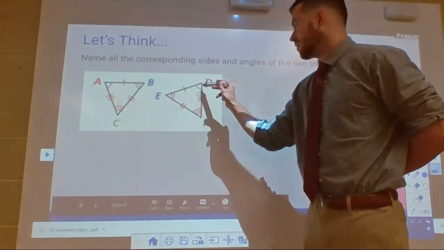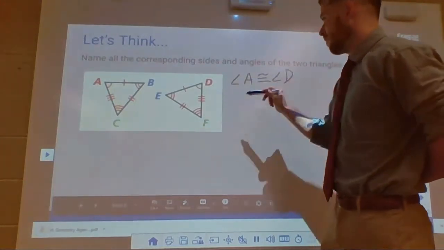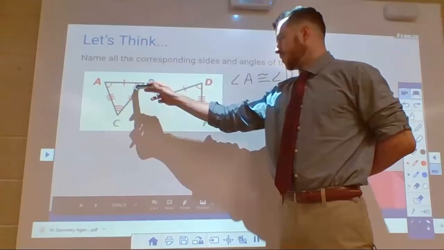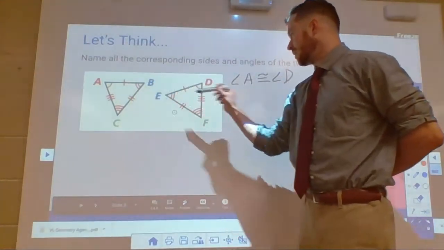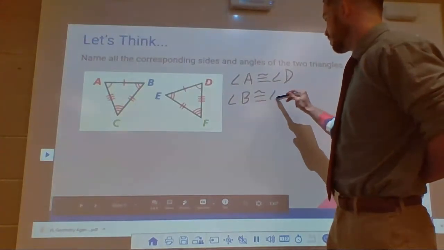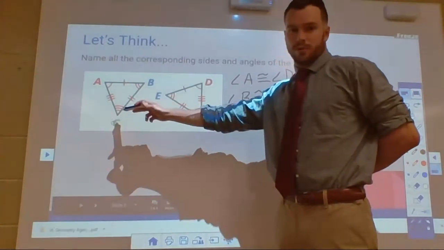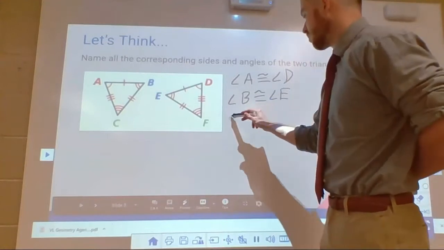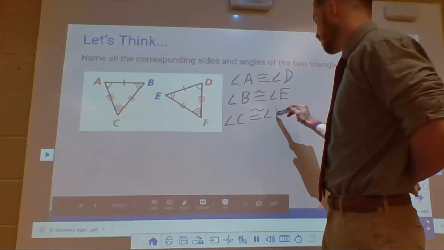So angle A is congruent to angle D because they both have one congruence arc. B and E have two congruence arcs. So we know B and E are going to be congruent. So angle B is congruent to angle E. And then that leaves us with angle C and angle F, which have three congruence marks. So they are congruent angles to each other. And remember, when we're saying these angles are congruent, they have the same angle measure. So angle C is congruent to angle F.